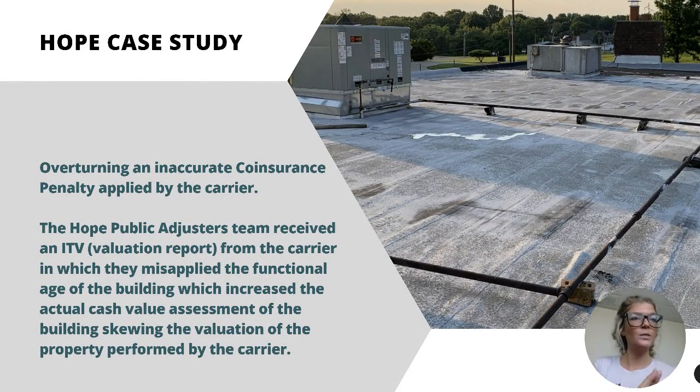Now let's look at a claim we recently handled where we were able to overturn a misapplied coinsurance penalty applied by the carrier. This was for our client that had a commercial property, and their roof system had sustained damages due to storm damage. We received an ITV or evaluation report from the carrier in which they misapplied the functional age of the building, which in turn increased the actual cash value assessment of the building and ended up skewing the valuation of the property performed by the carrier.